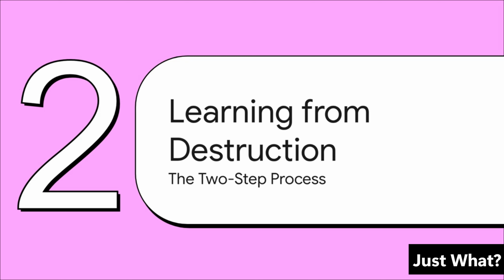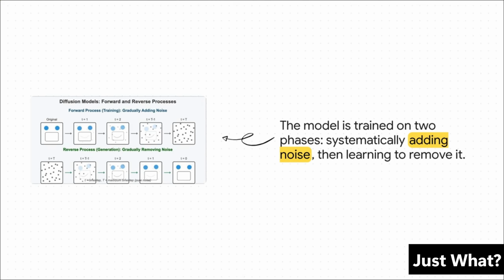Okay, so let's dig into that. How in the world does an AI learn from destruction? Well, it all comes down to this core training method that has 2 totally opposite phases. The entire training is basically a two-way street, just like you see here. First, you've got the forward process. That's where the model learns how to slowly add noise to a picture until there's nothing left. Then, you've got the reverse process, and this is where the magic really happens. This is where the AI learns how to undo all that damage, one step at a time.